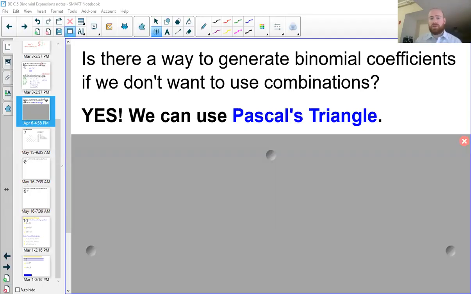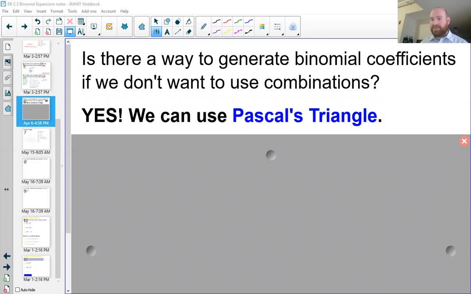The binomial theorem is an amazing and powerful tool. However, it can also be kind of confusing to use. And even though it's quicker than multiplying, we still might want something even quicker than the binomial theorem. So is there a way to generate binomial coefficients if we don't want to use combinations? And we can, technically we can.